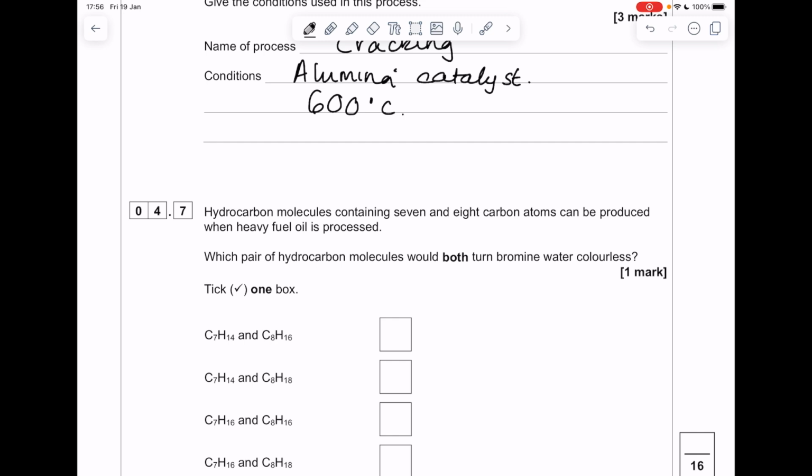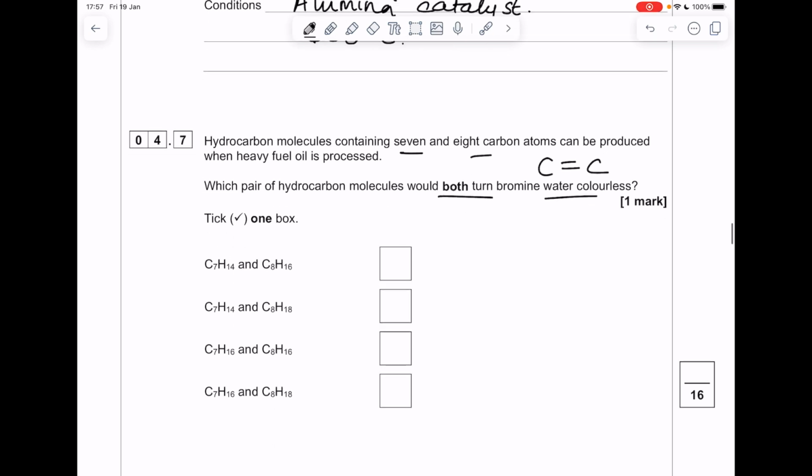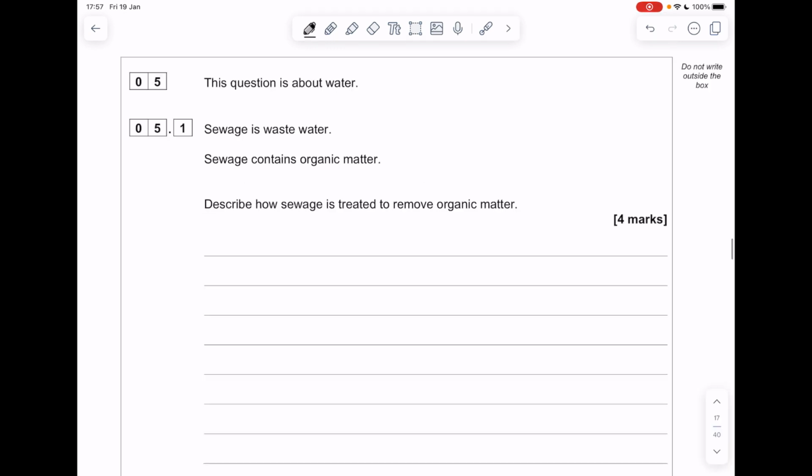Hydrocarbon molecules containing 7 and 8 carbon atoms can be produced when heavy fuel oil is processed. Which pair of hydrocarbon molecules would both turn bromine water colourless? This means we need an unsaturated hydrocarbon, something like an alkene, which obeys the formula CnH2n. That obeys it. This also obeys it because it's obeying CnH2n, so don't go any further. That's your final answer. This question is about water.